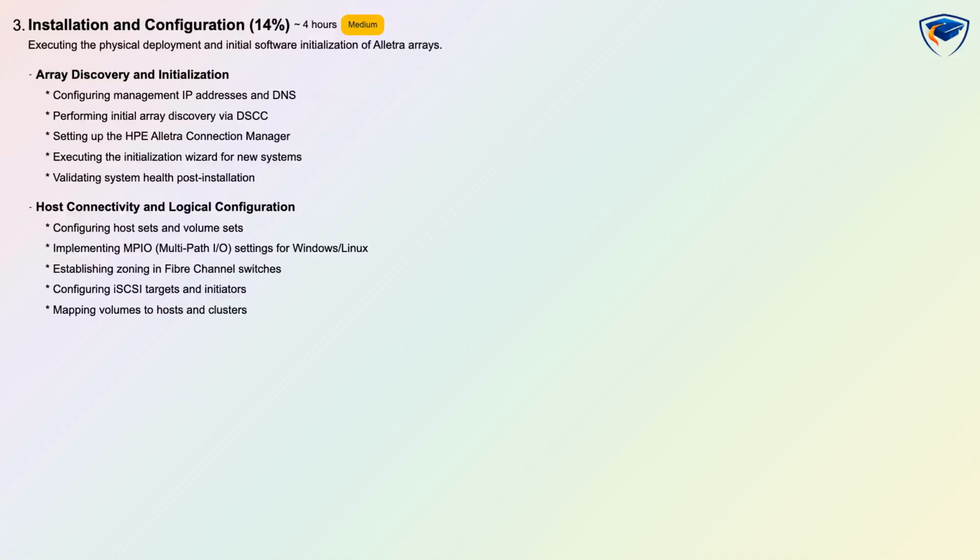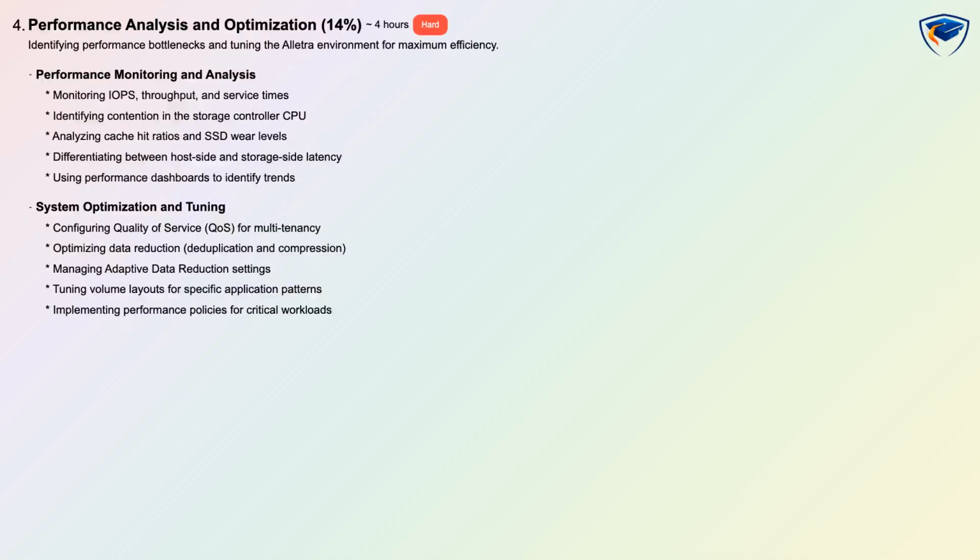Host connectivity topics include configuring host sets and volume sets, implementing MPIO for Windows and Linux, establishing Fibre Channel zoning, configuring iSCSI targets and initiators, and mapping volumes to hosts and clusters. Performance analysis and optimization is 14% and rated hard.